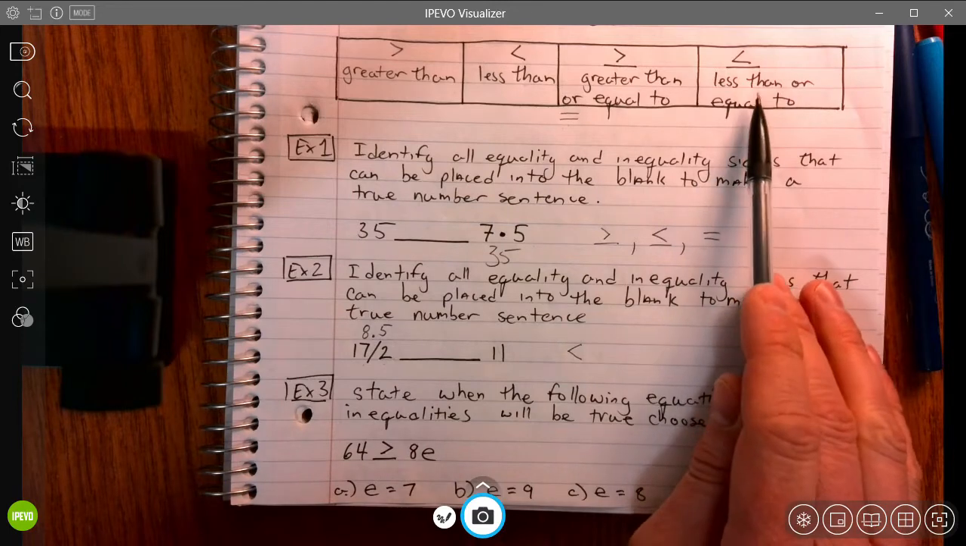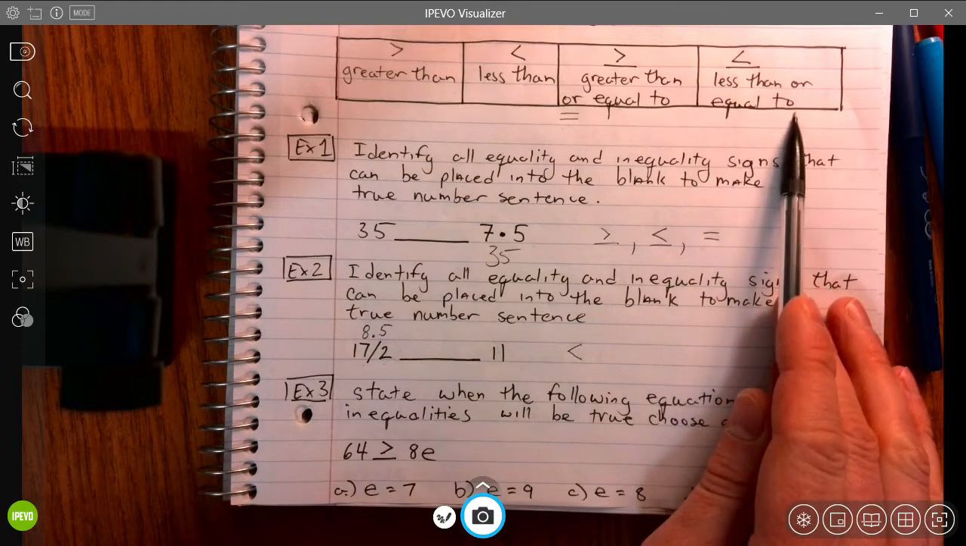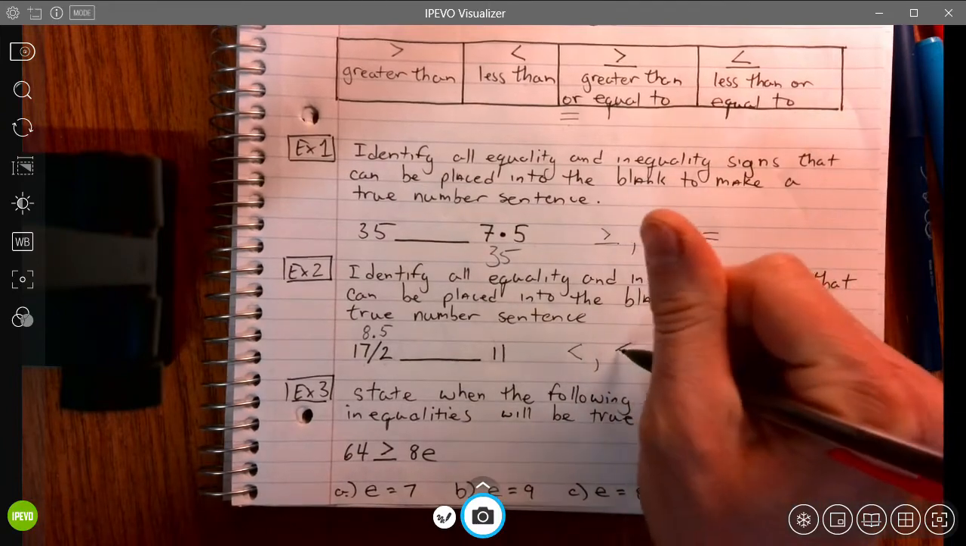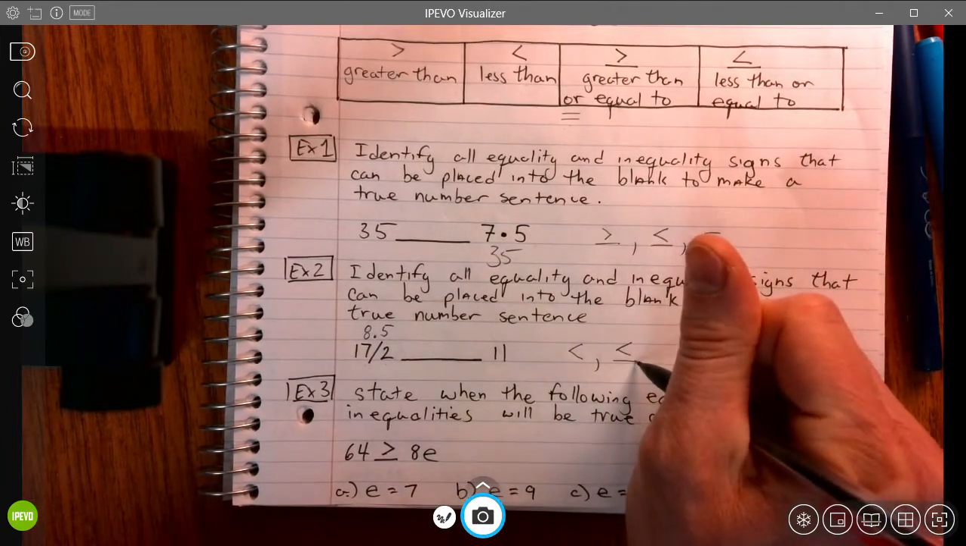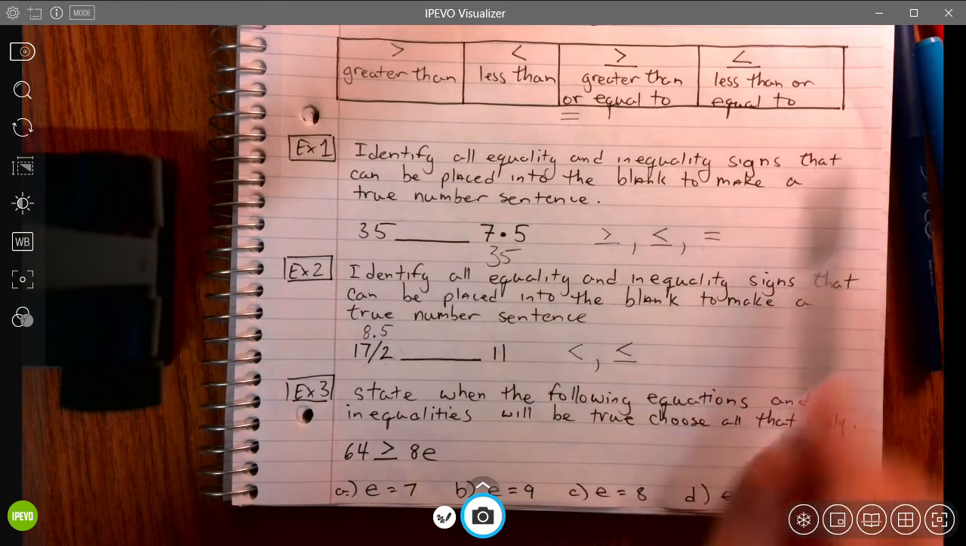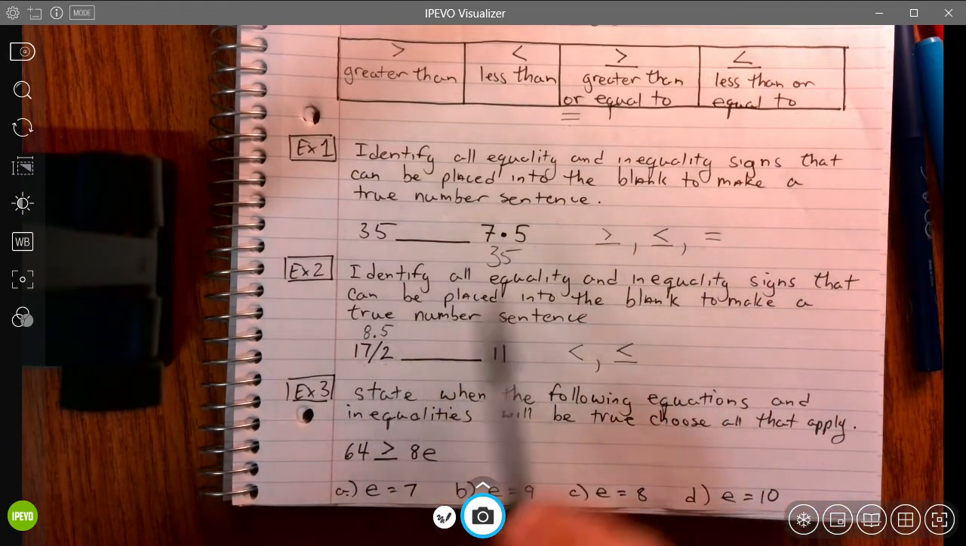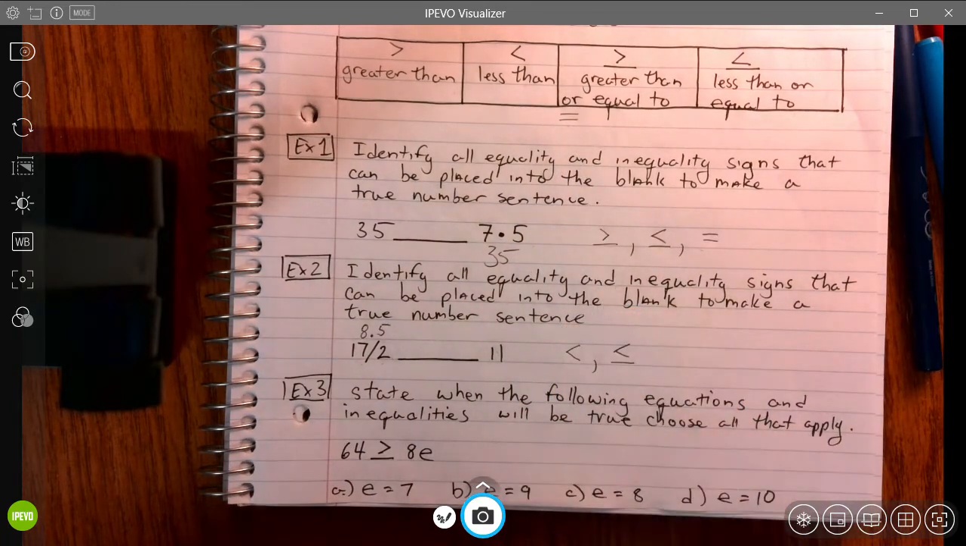Is 8.5 less than or equal to 11? Sure is. It is less than 11, so it is less than or equal to 11. Finally, is 8.5 equal to 11? No, it is not. So the two symbols I can plug into this blank to make this a true number sentence are the less than symbol and the less than or equal to symbol.